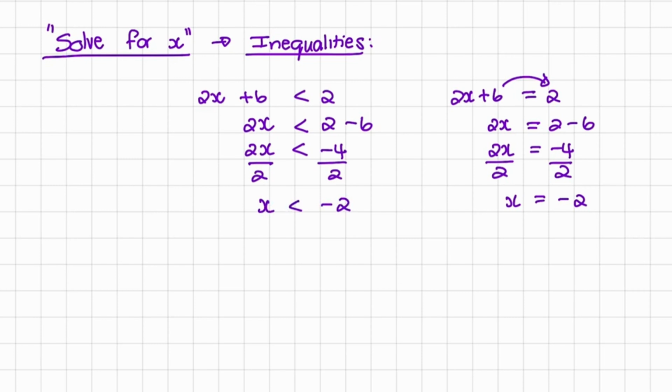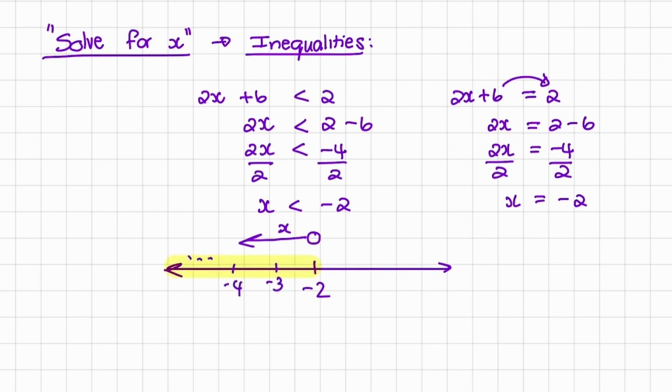So if you were asked to show this on a number line, you would have a line, have your numbers in, plot negative 2, and then have an open dot to say it's not equal to, and then choose the direction. So x would be smaller than negative 2, and that is all the values on the left-hand side of negative 2. For example, negative 3, negative 4, and so forth.